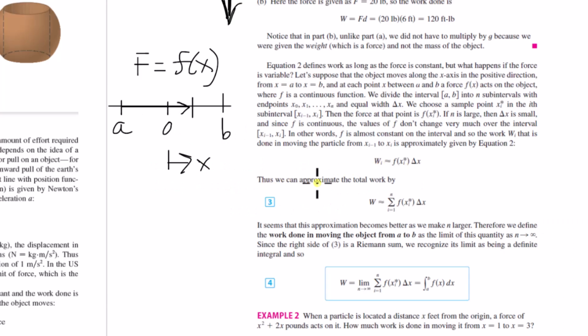And then you can turn that into a Riemann sum, and you get an approximation for the work done. It's an approximation because you can pick an n here: n is equal to 10, n is equal to 20, etc. And then it says it seems that this approximation becomes better and better as we make n larger. They don't draw a diagram here, but this is an important part of developing an integral.